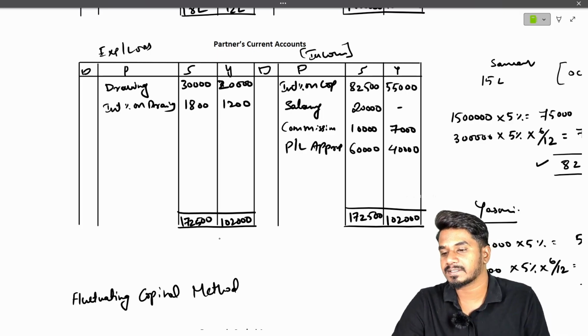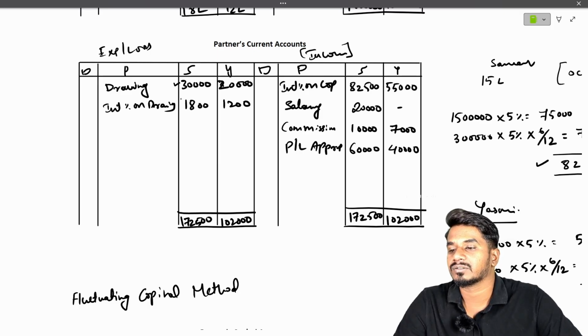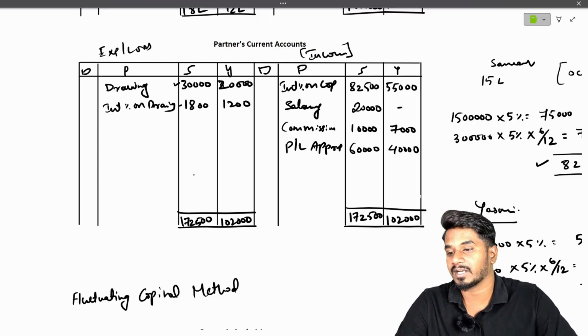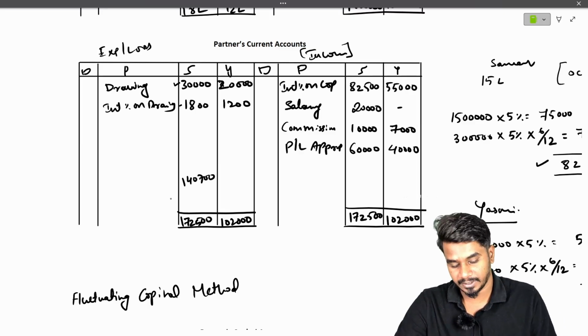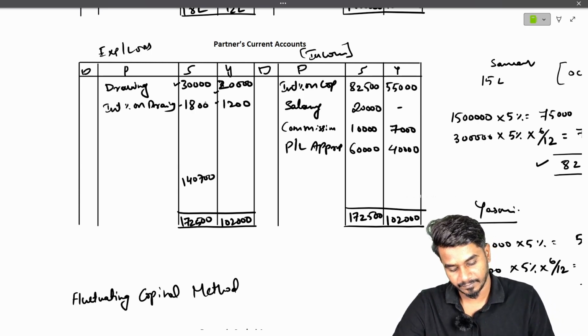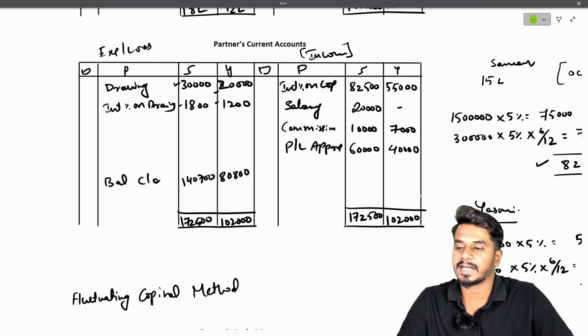Fine. Just minus it. 1 lakh 72,500 minus 30,000 and 1,800. It will be 1 lakh 40,700. Fine. Then 1 lakh 2,000 minus 20,000 and 1,200 is 80,800 rupees. I hope you have understood clearly. This will be called the balance carried down.